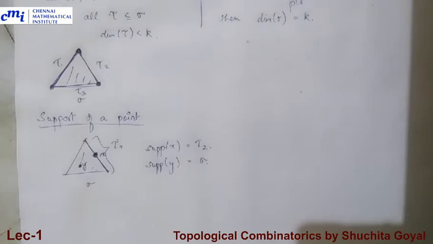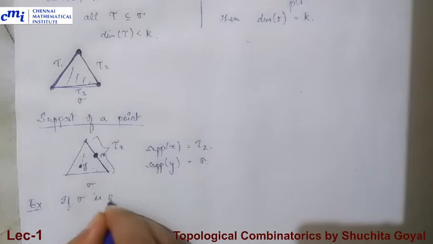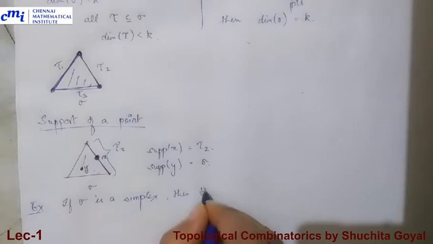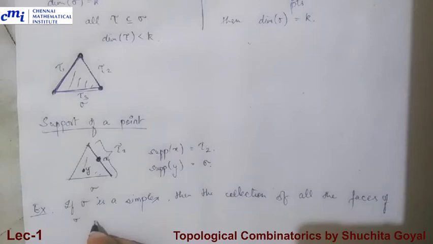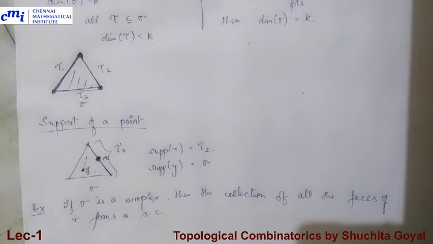Now there's a quick exercise which you should try: the set of all faces of a simplex is itself a simplicial complex. So if sigma is a simplex, then the collection of all the faces of sigma forms a simplicial complex. Please verify this for yourself. To check that it forms a simplicial complex, you basically just check that whenever you have two intersecting simplices, their intersection should also be a simplex in the set, and if you have a face of it, then that should also be in the simplex collection.